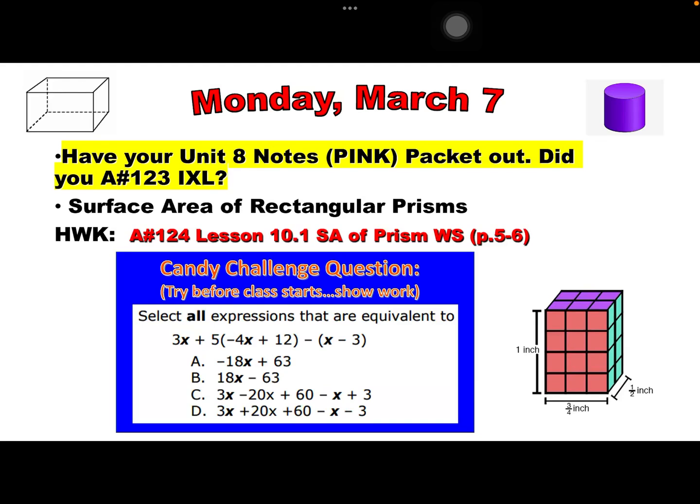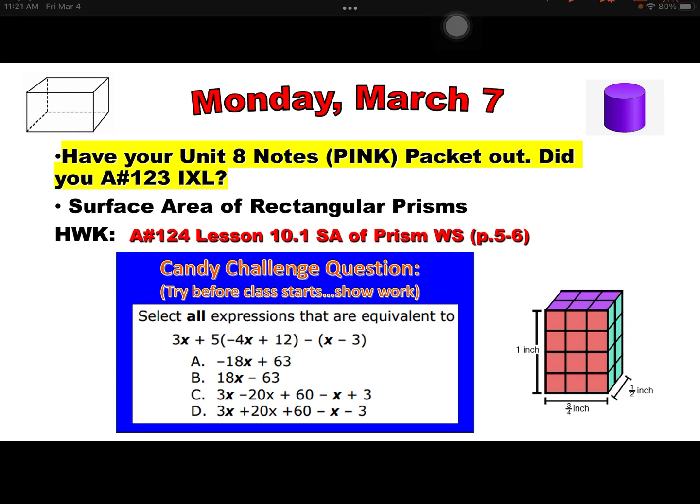All right, welcome to math class. Friday we did an activity about surface area of rectangular prisms, and today we're going to be doing that. We're going to be dealing with rectangular prisms, so finding surface area. You should have your pink notes packets out, and once again, remind you, did you submit your assignment 123 IXL? I believe it was X1, X2, and X3.